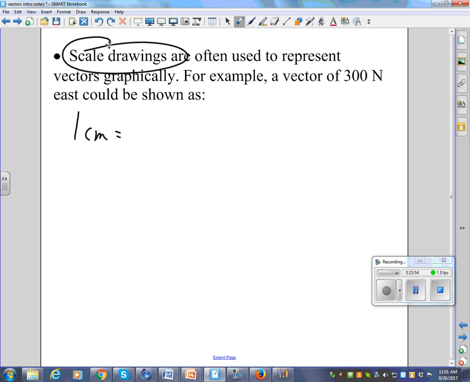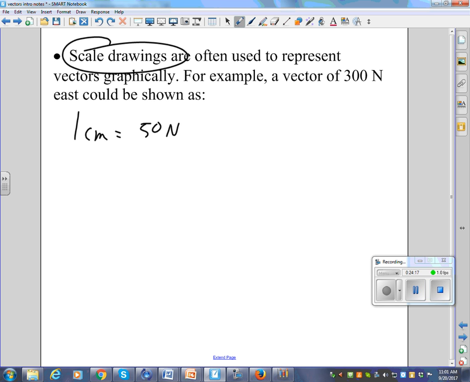10 newtons. You want something that goes nicely into 300, right? 10 is going to mean that I'm going to need a vector that's 30 centimeters long. That's pretty big. You can go 100. Let's kind of make it somewhere in the middle. Let's go with 50. Long enough that it's not too tiny, you can't see it, but not so big that it falls off the page.